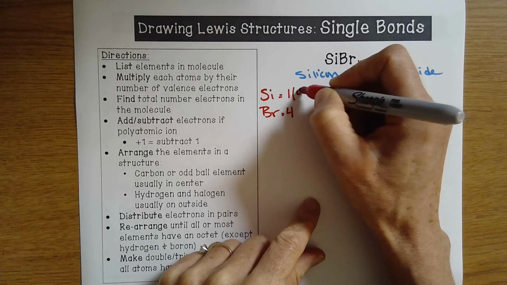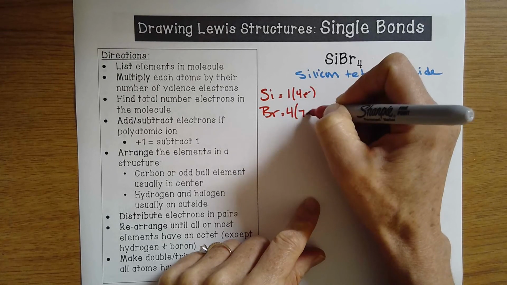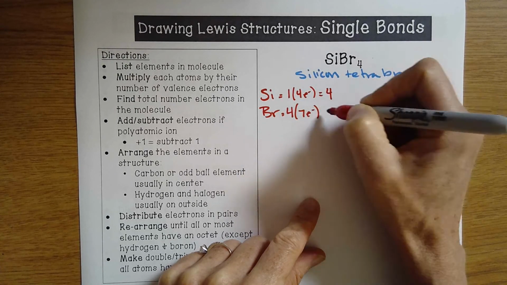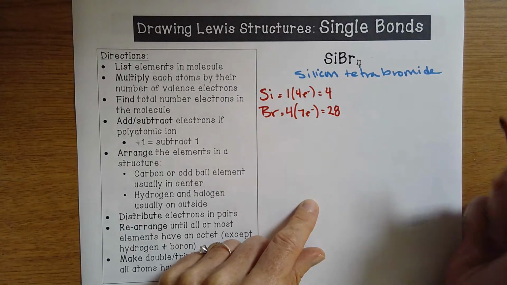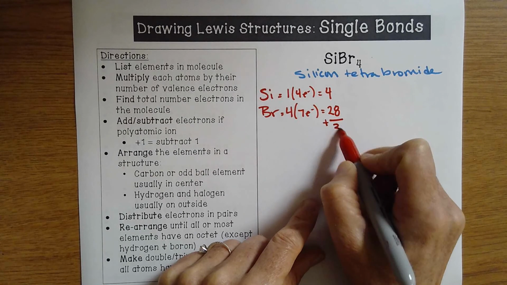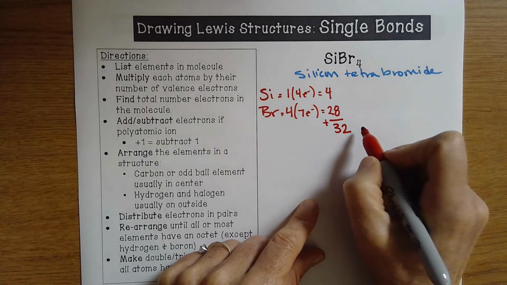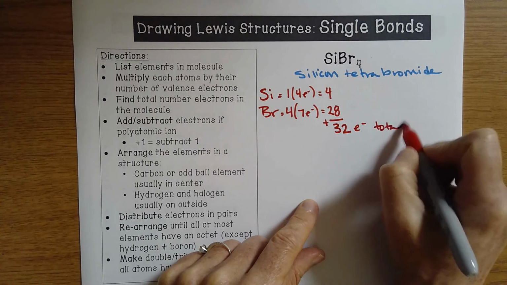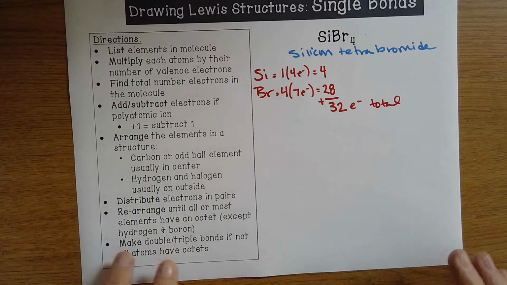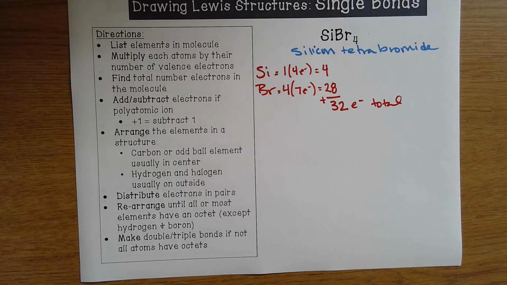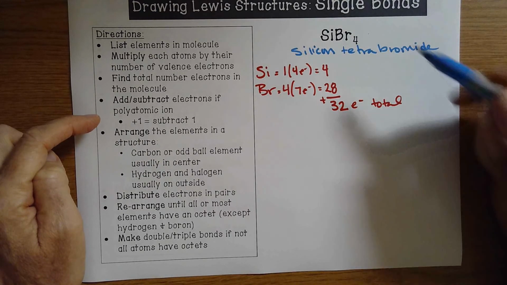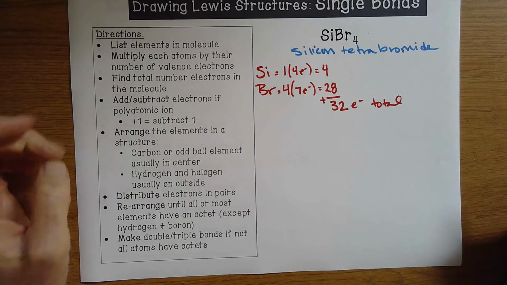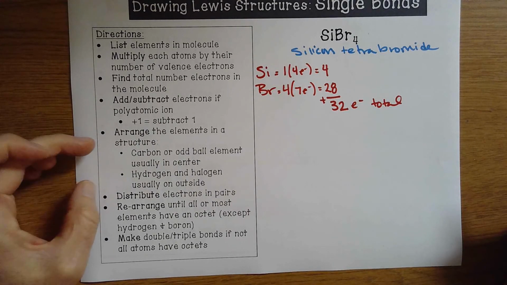So I'm going to multiply each of these by the number of valence electrons. I get 4 here, and this one is 28. To find the total, I need to add those together. So the total number of valence electrons here is 32. Alright, I don't have to do the step about polyatomics because this doesn't have a charge, so it is not a polyatomic. But I am going to arrange the elements in the structure.